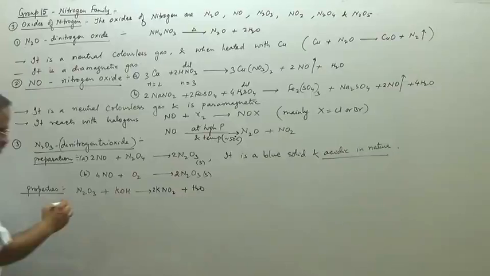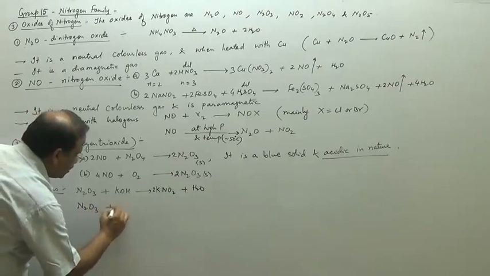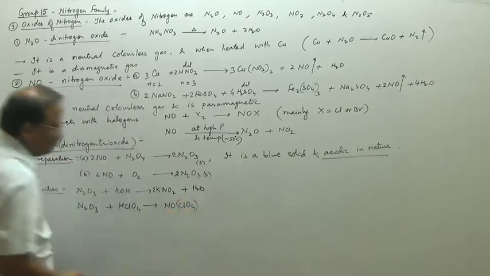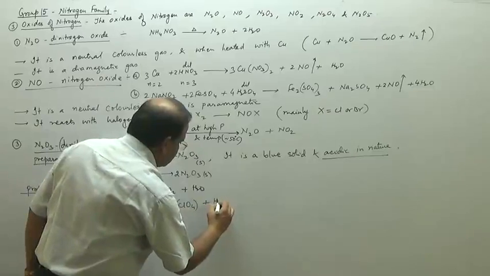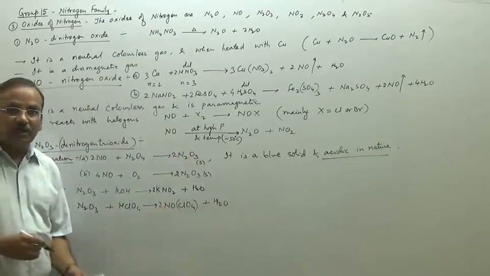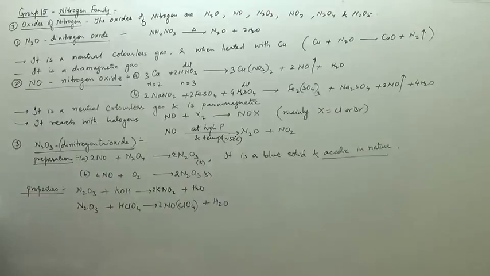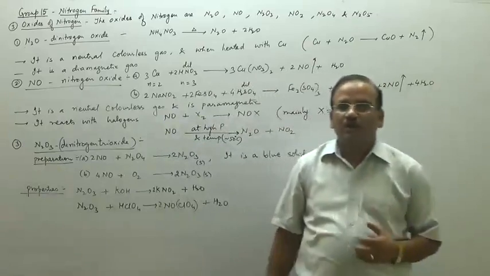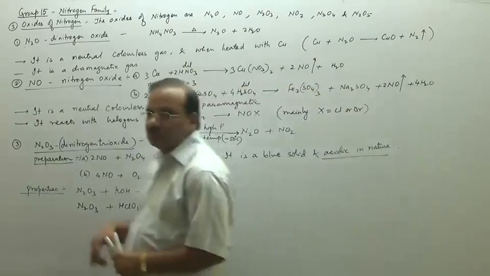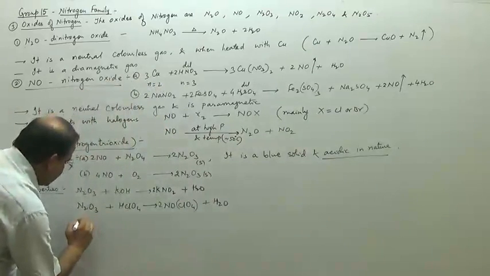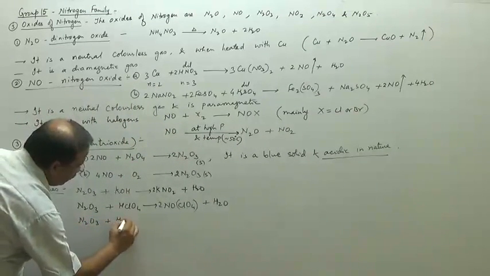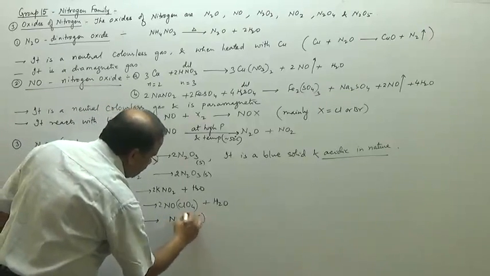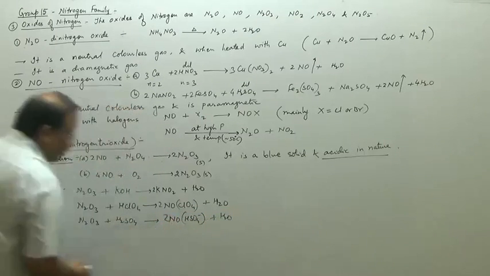Even N2O3 reacts with HClO4 to form a salt, NOClO4, plus water. It means that it reacts with a strong acid to form a salt like this. It forms a salt with H2SO4 and HClO4. When N2O3 reacts with H2SO4, it forms NOHSO4, which is a sulfate, plus water in the reaction. So we are going to write like this.